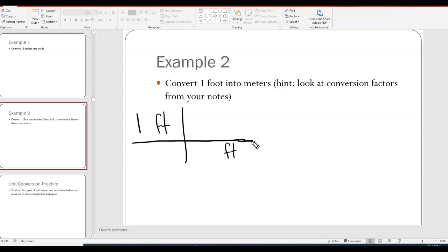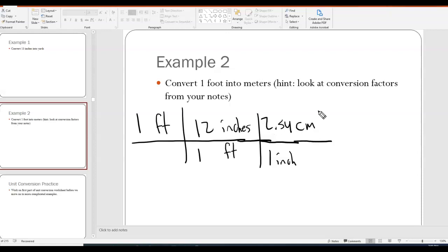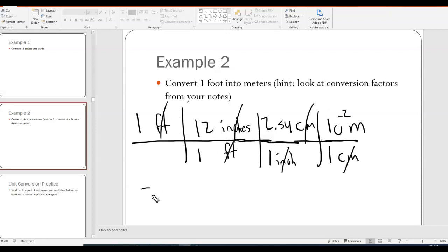Okay, so watch how I do this. I know that in 1 foot, there's 12 inches. I know in 1 inch, there's 2.54 centimeters. And I also know that 1 centimeter, because centi is 10 to the power negative 2, is 10 to the power negative 2 meters. Okay, your last step should always be to make sure that your units cancel out correctly. Feet, feet, inches, inches, centimeters, centimeters. Everything is gone except for meters.